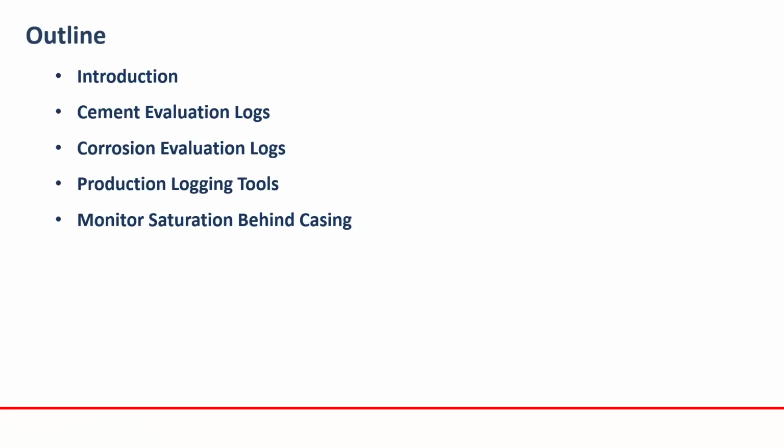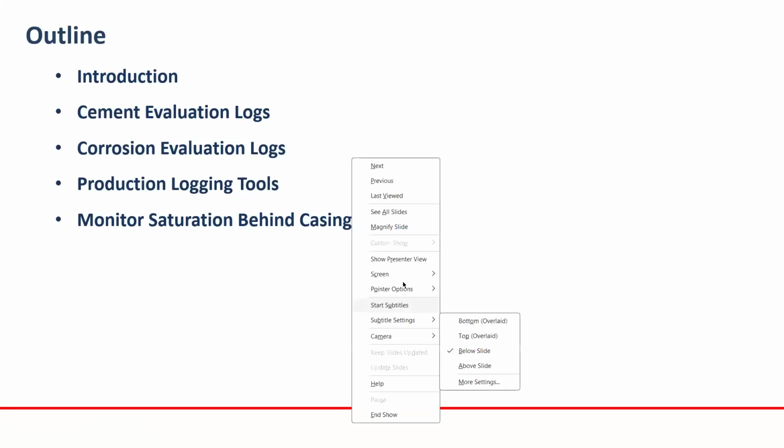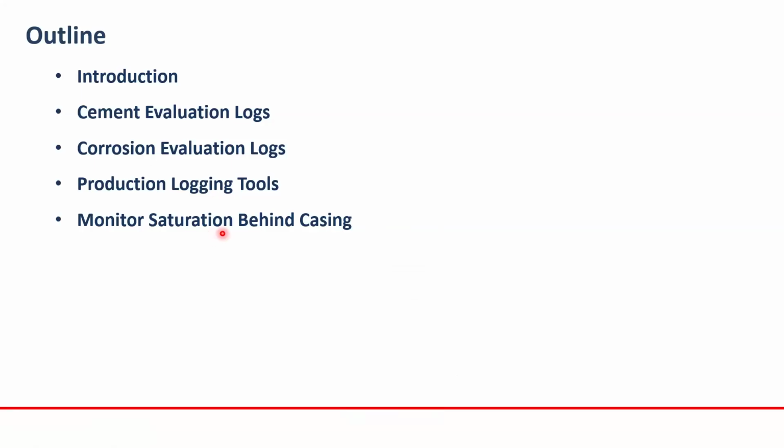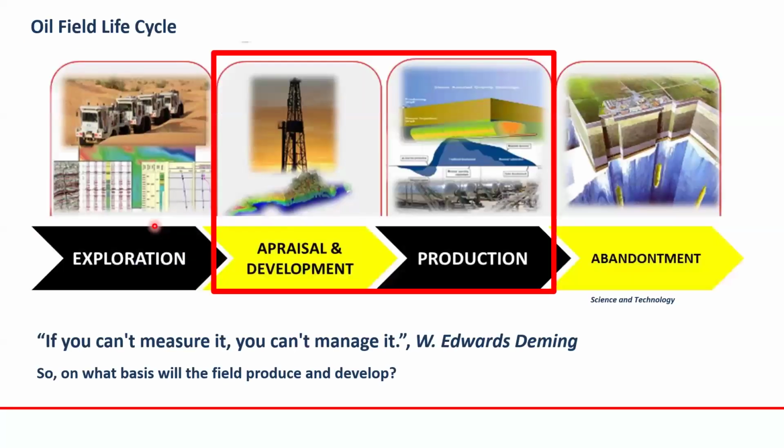They are very crucial for reservoir management and development: the saturation behind the casing and production logging, PLTs. For the people who didn't attend yesterday with us, the oil field life cycle starts from exploration, appraisal, and development, production, and then abandonment.